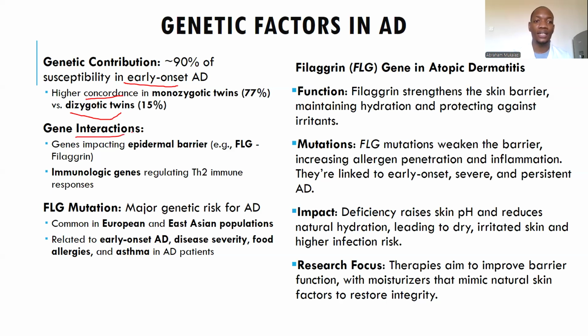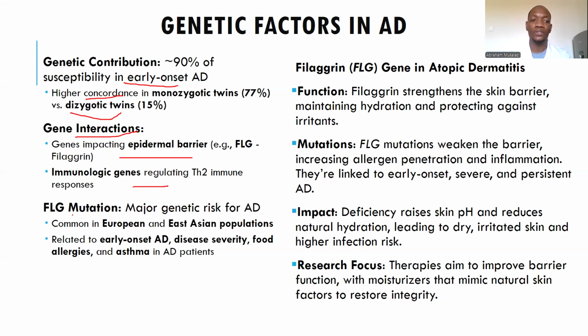When you look at the gene interactions, mostly the gene that is affected in atopic dermatitis, we call it the filaggrin gene, and this gives rise to the filaggrin protein that has a key function in protecting the skin, or in the skin barrier function. Then other genes have been shown to be involved in the regulation of the T helper 2 immune responses, as you're going to see.